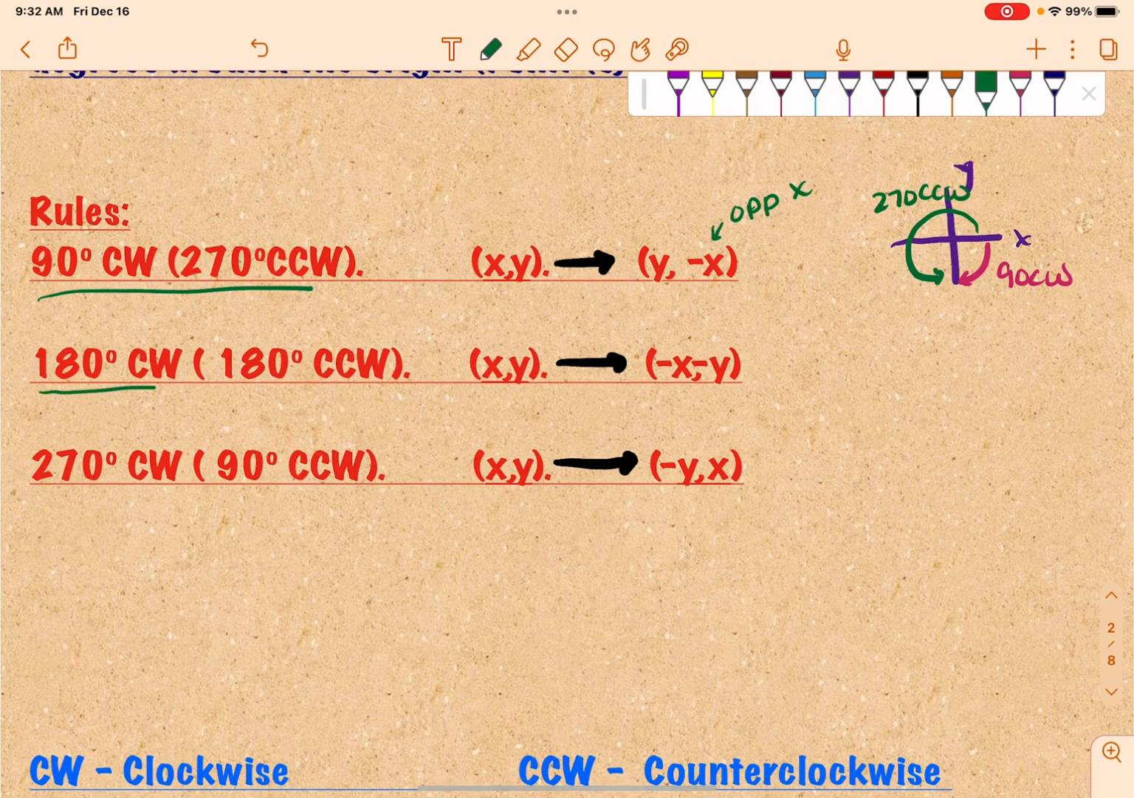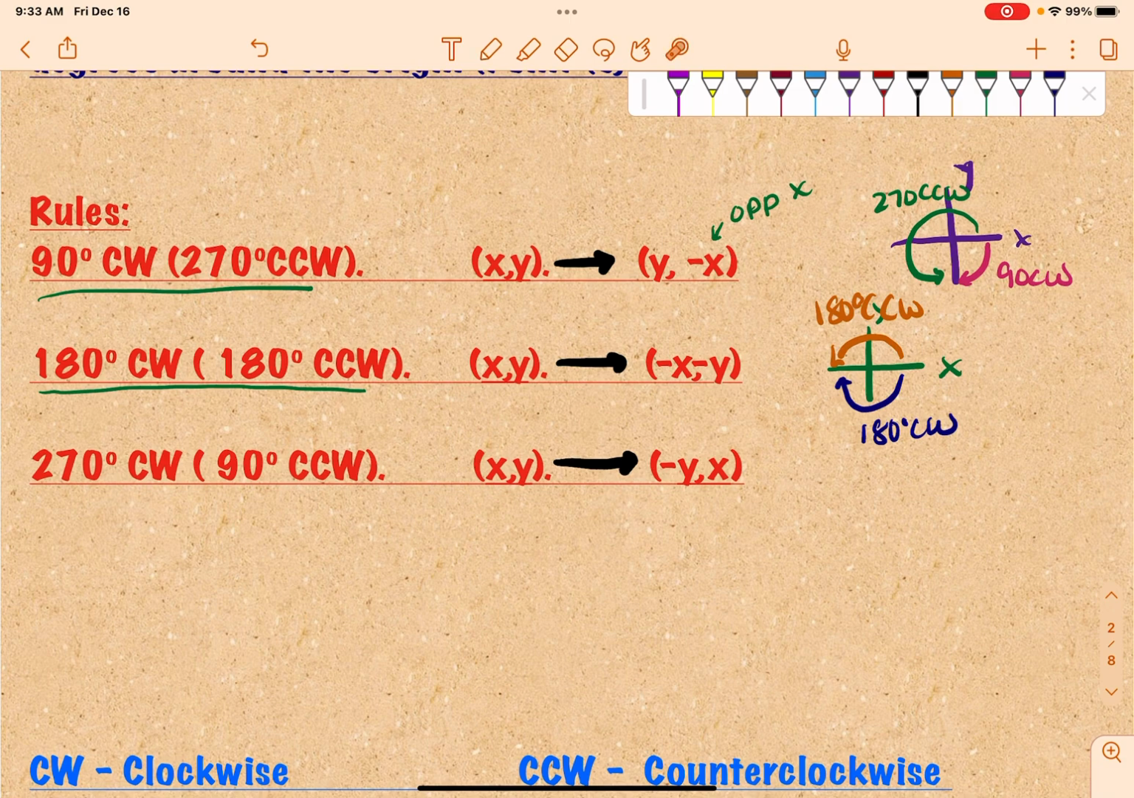Okay, now if you do 180, whether it's clockwise or counterclockwise, they're both going to be the same. If this were my X and Y axis, 180 degrees clockwise is going to go that way. 180 degrees counterclockwise goes in the same spot. This rule says it goes from the point being (x, y) to being (negative x, negative y). That means it's going to be the opposite of whatever x was and the opposite of whatever y was.